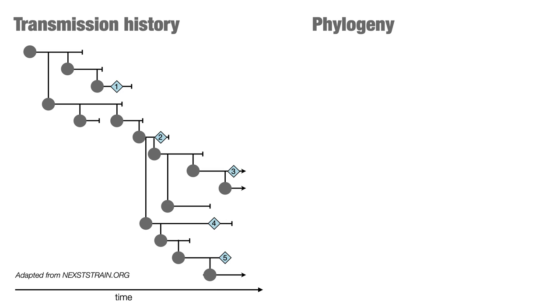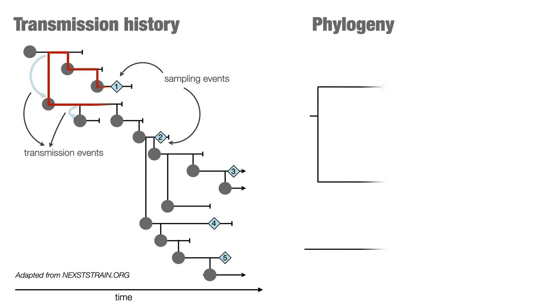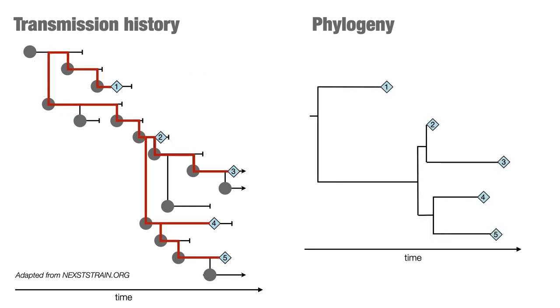Let me start by illustrating the relationship between transmission processes and phylogeny. And I will do this with the transmission history on the left here, where the vertical lines represent transmission events and the numbers here represent sampling events. Now, the underlying phylogeny, or the relatedness between the sampled genomes, should ideally look like the graph on the right.